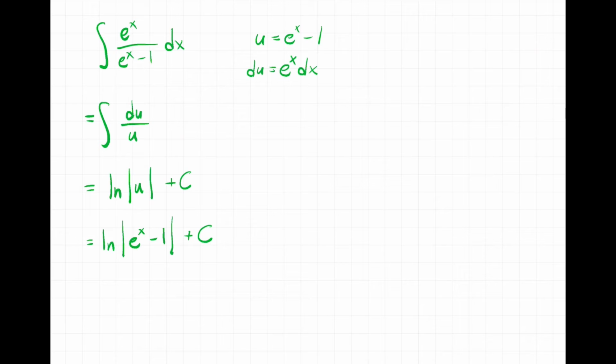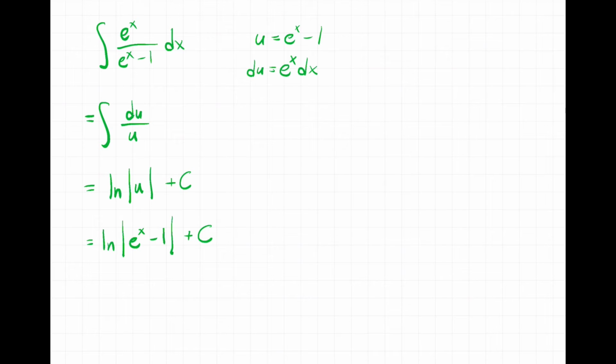We can ask ourselves, do we need these absolute value signs? Do we know for sure that the thing inside the natural log is always positive? Or do we know for sure it's always negative, in which case the absolute value signs will negate it and make it positive? In this case, we don't know, because e to the x could be greater than 1 or less than 1. And we won't know until we know what the x is. So we need the absolute value signs because we don't know if that argument of the log is positive or negative. So this is what we've got.